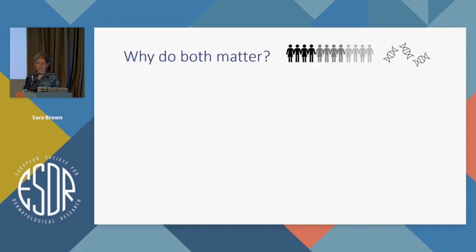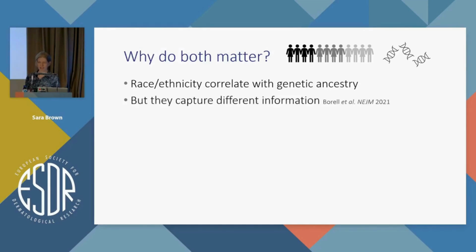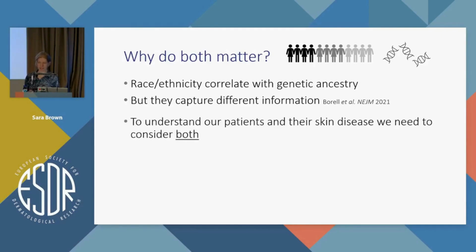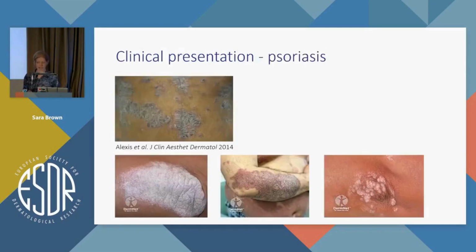But actually, in the context of skin disease, both of these matter. And I'm pausing to go over the nomenclature because I think it helps us think very clearly. Are we talking about race and ethnicity, or are we talking about ancestry? Because actually they both correlate with each other, but they tell us different things. Your race and ethnicity are tied up with how you behave, where you live, how you look after your skin. Your genetic ancestry is the nitty-gritty, how your skin was made. And obviously, to understand our patients and their skin disease, we shouldn't just focus on one or the other. We should try and understand both race, ethnicity, and genetic ancestry.